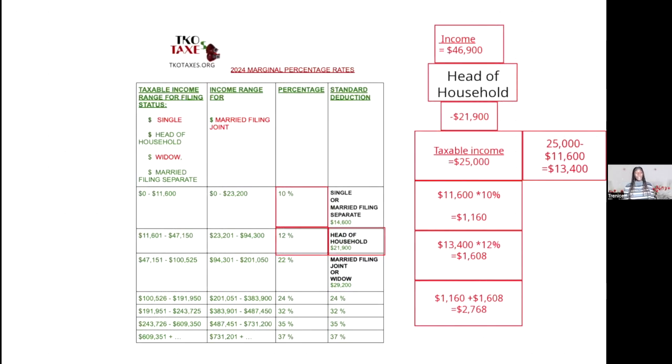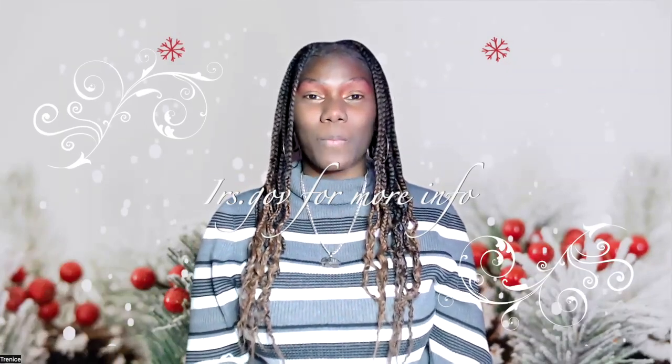I hope you have a better understanding of how the marginal percentage rates work and how they are applied to your tax bill. Remember, you can always check out the irs.gov website for more information regarding marginal percentage rates, and of course, I'll leave a link below in the very first comment of this video.